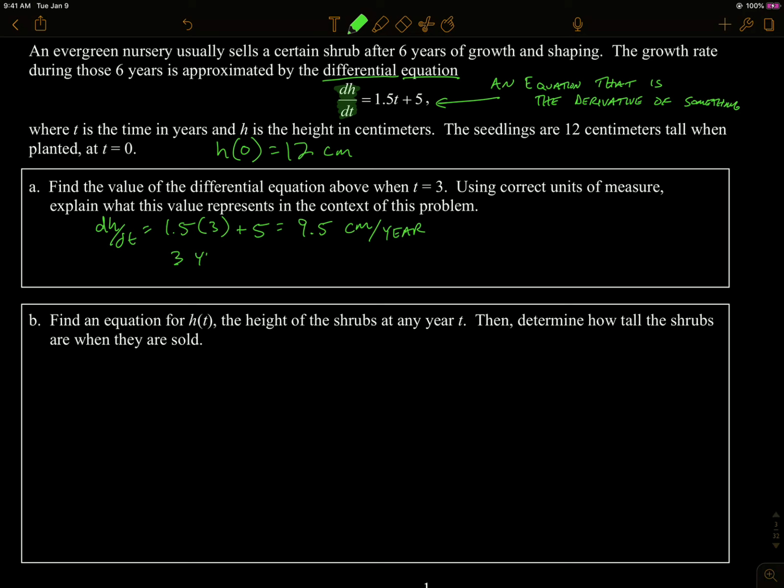It means 3 years after planting, the height of the shrub is increasing, because it's a positive rate, at 9.5 centimeters per year. So it doesn't tell us the height of the shrub at all. It just tells us how fast it's growing.